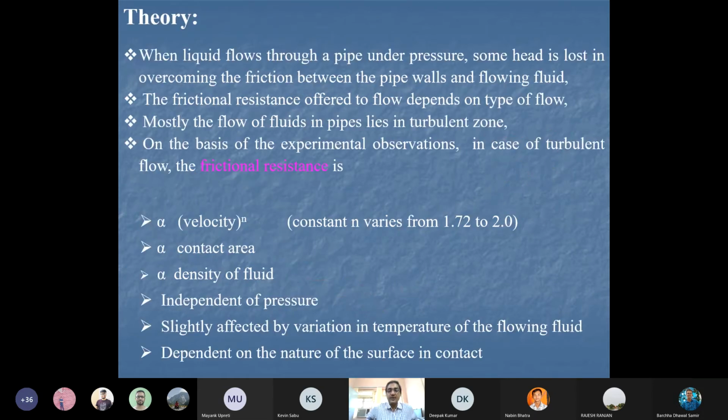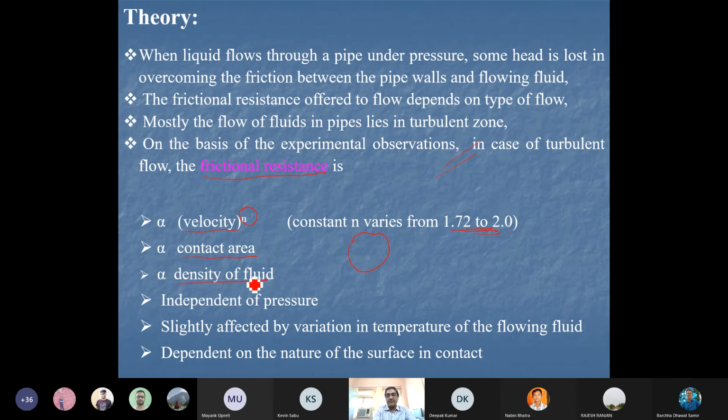If you recall, in theory class as well as in your fluid mechanics, you have learned that based on experimental observations, frictional resistance of flow is proportional to the velocity of flow to the power n, where this n is a constant that varies from 1.72 to 2. Frictional resistance is proportional to the contact area, meaning the size of the pipe.